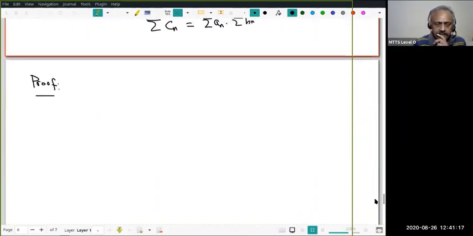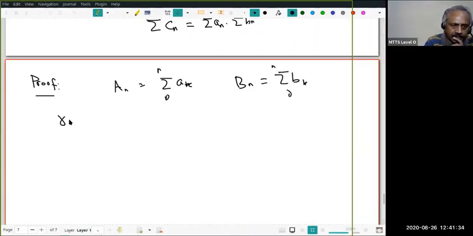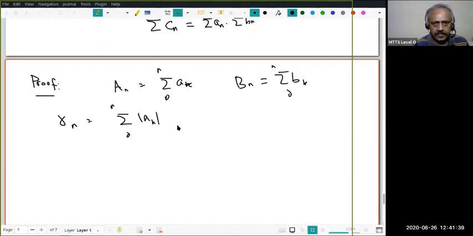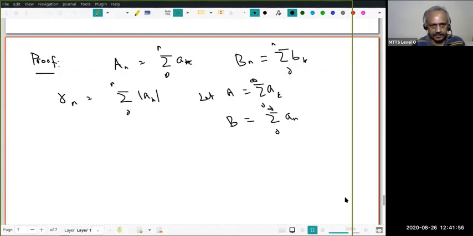Okay. Right. Now, let us set up the notation. What is the notation? Let A_n be the partial sums of the series a_k, 0 to n, B_n to be the partial sums of the series b_k, 0 to n, and let gamma n be the partial sum of the Cauchy product series, 0 to n. Is that clear? And let A equal to the sum of the series a_k, 0 to infinity, and B to be the sum of the series b_n, 0 to infinity, etc. These are the notation. Okay.